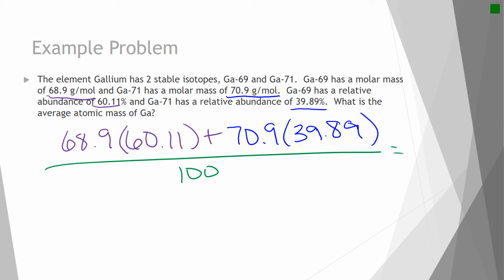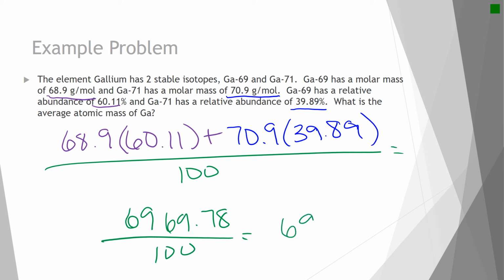So do the top number, which I get, when I multiply it, I get 6969.78 divided by 100. And I'll get an average of 69.70, and then that would be grams per mole. I'm just copying the unit. It's not as big of a deal for this because we haven't even talked about moles yet.